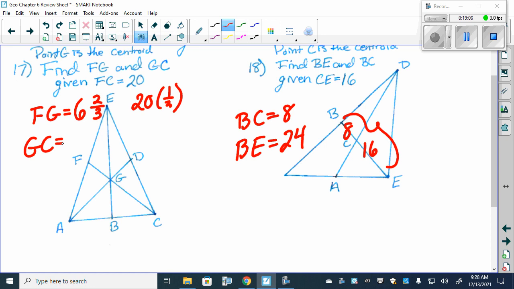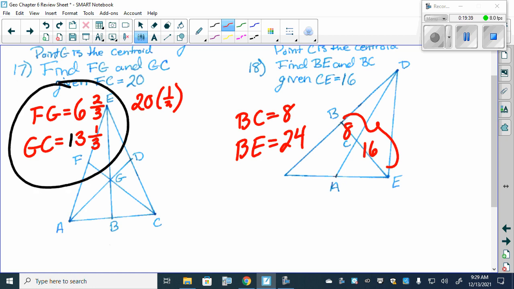Well, to find GC, I can just take the shorter length and do what? Multiply it by 2, yes? But what do I also know? That the bigger and the smaller will add together to give me the whole, 20, yes? What do I need to add to 2/3 to get to a whole? 1/3, yes? Well, 2/3 and 1/3 do give me a whole, which would turn it from 6 to, what plus 7 is 20? And also, if you're in the calculator, you do 6 and 2/3 times 2, you will get 13 and 1/3.